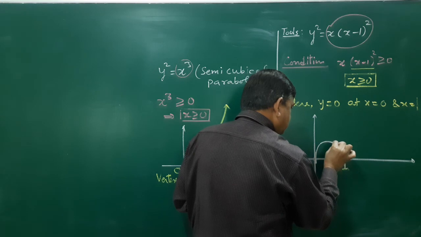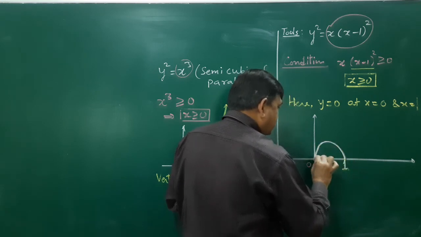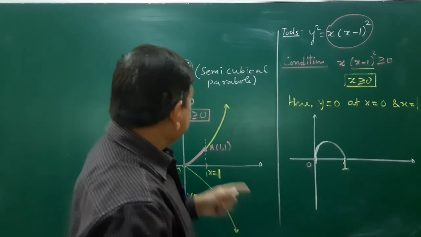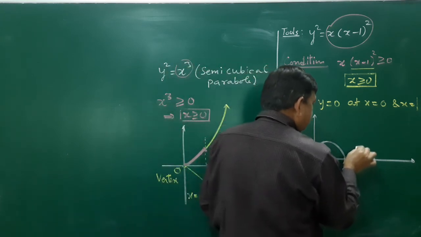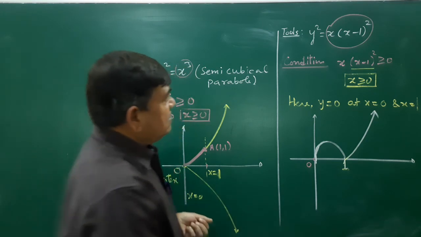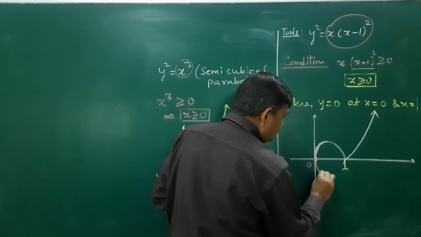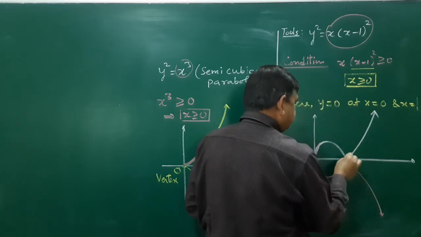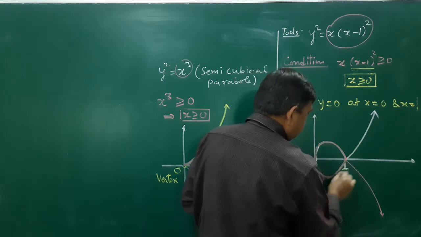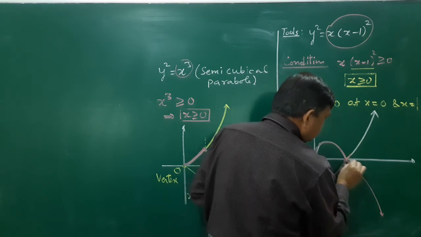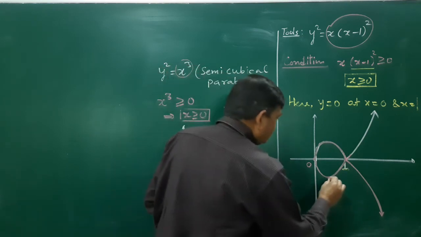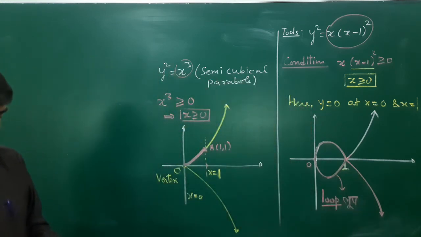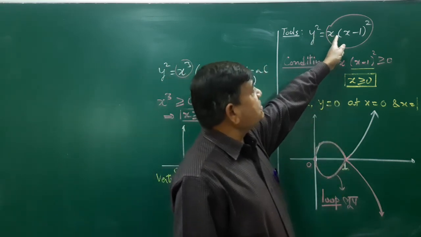And it goes just like this. Because y is 0 at two values of x, definitely it will turn like this. When x is greater than 1, it will take this type of shape because it is increasing. So here it is, this way. Since it is symmetrical about the x-axis, just imagine, this is the complete graph. This is a symmetrical graph. This is called a loop. So the loop is between 0 and 1 because y becomes 0 at x equals 0 and x equals 1.